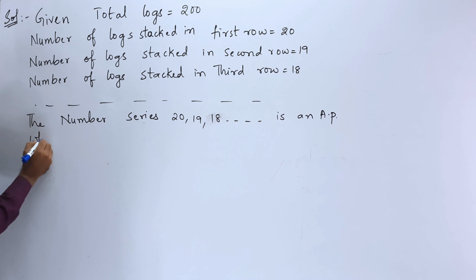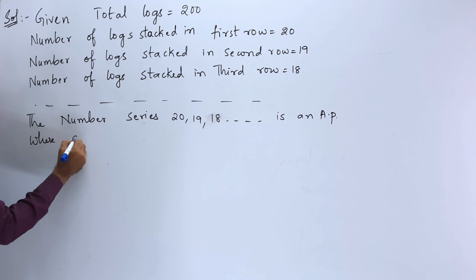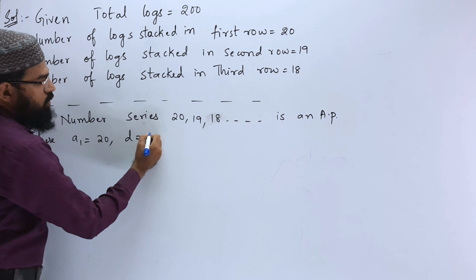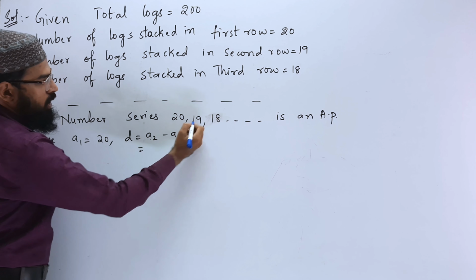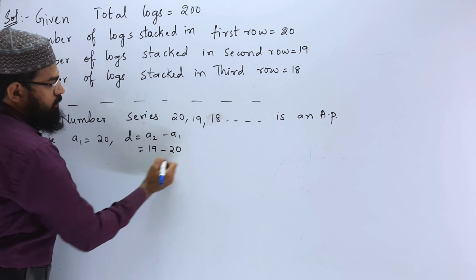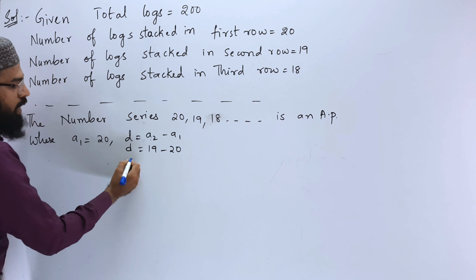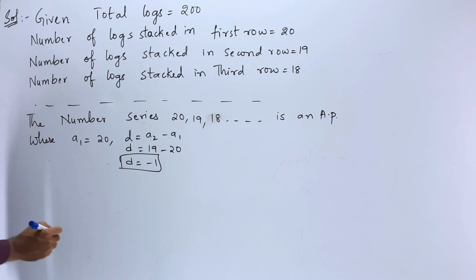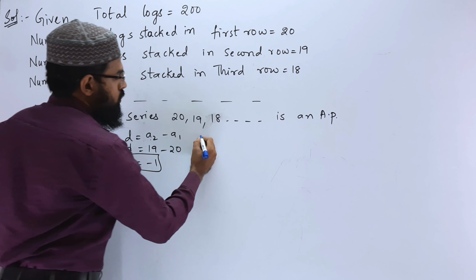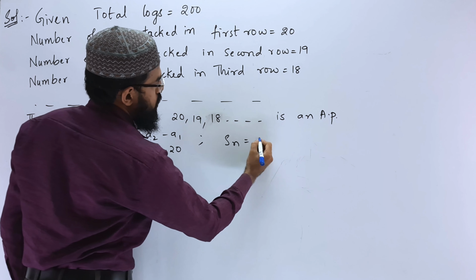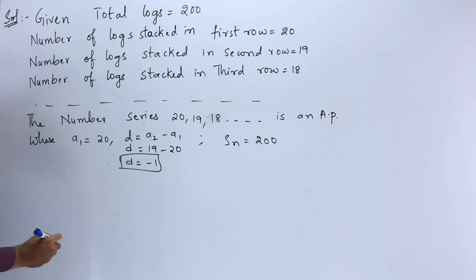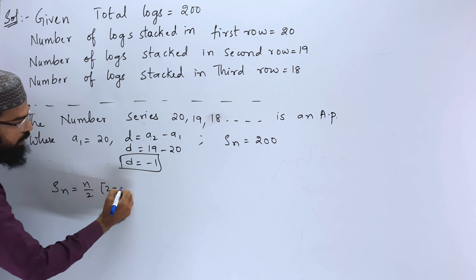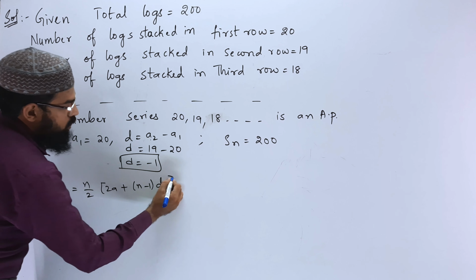So where the first term A1 is equal to 20. Common difference D is equal to A2 minus A1, that is 19 minus 20, so D is equal to minus 1. Next, we know the sum Sn, the sum of logs, is 200. And we know the formula: Sn is equal to n by 2 times (2a plus (n minus 1) into d).